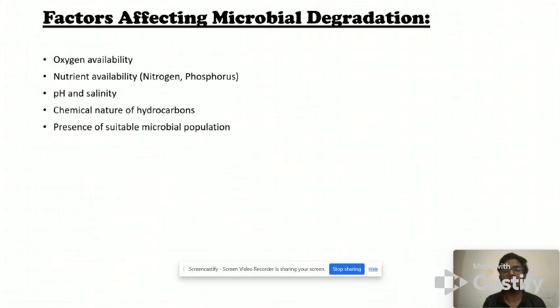The factors affecting microbial degradation: the oxygen availability, nutrient availability, like an excess amount of nitrogen and phosphorus, if it is present it may enhance the degradation efficiency of the microbes. Then the pH and salinity, optimum pH and salinity is important, and the chemical nature of hydrocarbons, whether they are breakable or unbreakable, that also matters. Then the presence of suitable microbial populations also affects the microbial degradation.